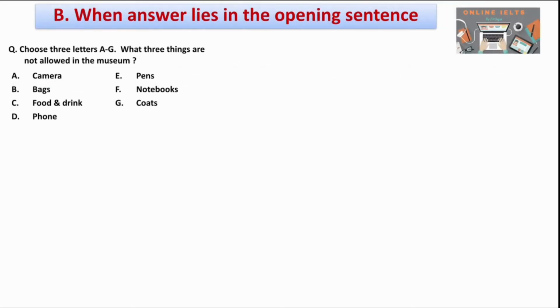Now here is the question which is saying, choose 3 letters A to G. What 3 things are not allowed in the museum? Now here you have to mark 3 things which are not allowed. It is possible that the speaker will say all the options in the question, but you have to mark only those answers which are not allowed in the museum. So I will give you certain time to listen to the audio carefully, and after that I will discuss with you what will be the most likely answers and which answers you have to eliminate.